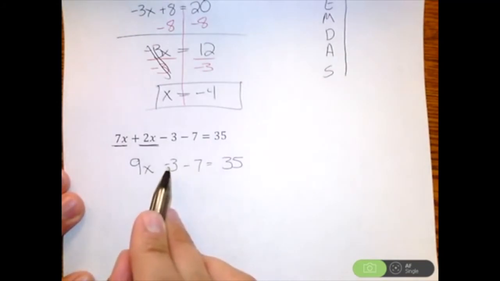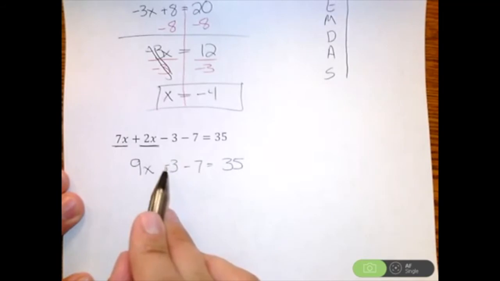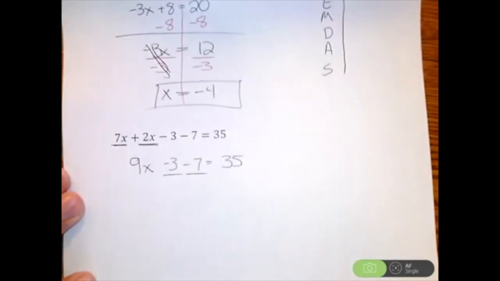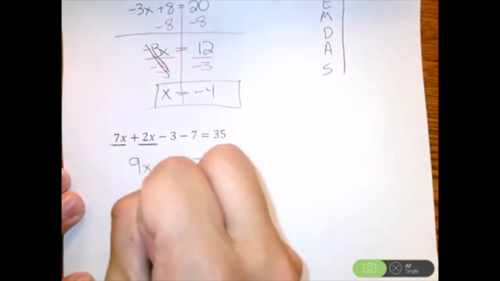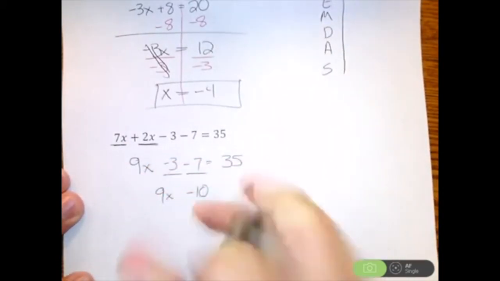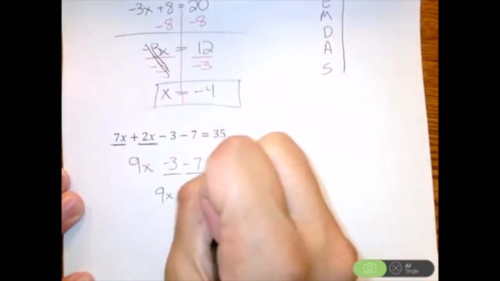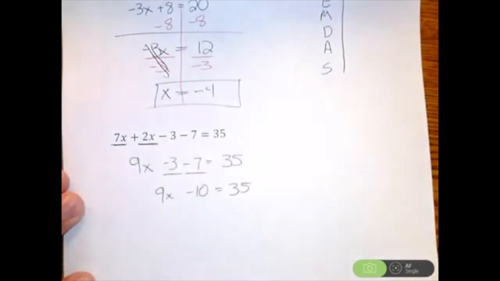I have a negative, so you see I'm following the sign in front of it. Negative 3 minus 7. I can combine these two. Use a calculator if you need help there. You're going to get a negative 10. Still didn't touch that 9x, so I brought down the 9x. Negative 3 and negative 7 give me that negative 10. Still need that equals, still need that 35.